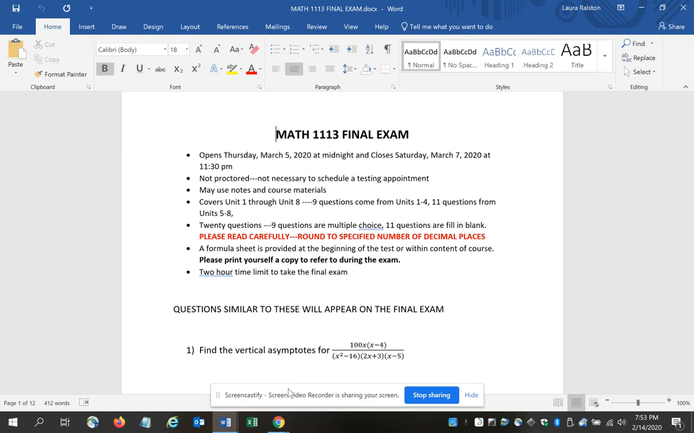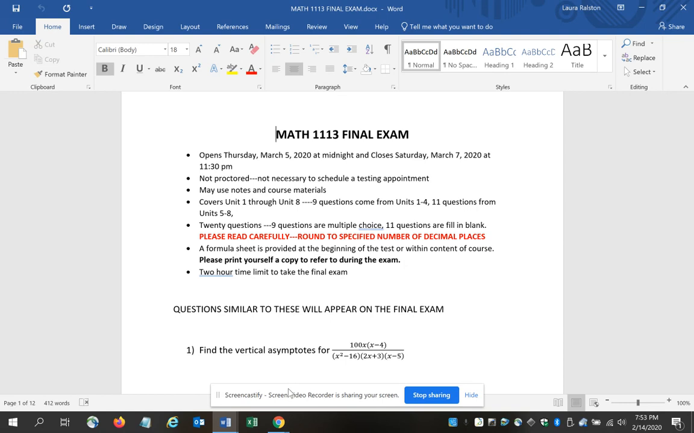And I would strongly encourage you to read the questions carefully and pay attention to how you're supposed to round, if you're supposed to round, or are you supposed to leave it in terms of pi and that sort of thing. So please read carefully. There is a formula sheet that's provided at the beginning of the test, and it's also within the content of the course. You may want to print yourself a copy before you actually start the exam.